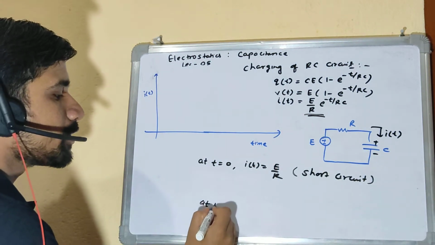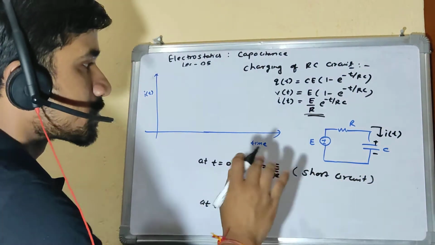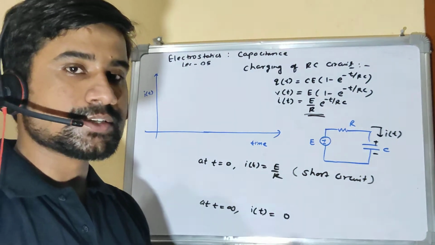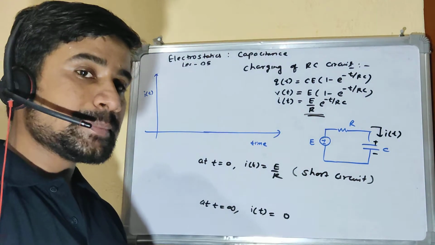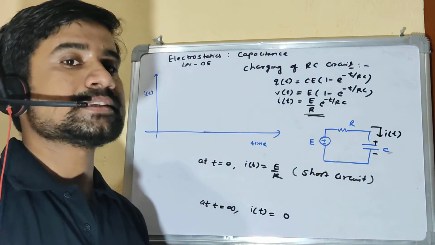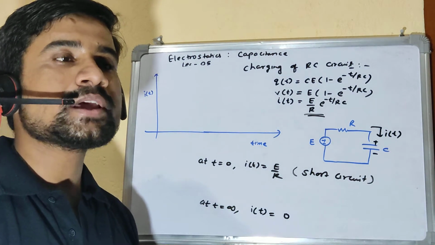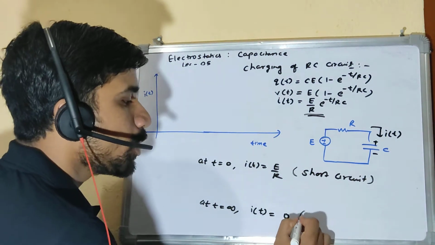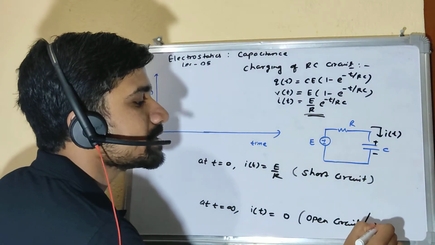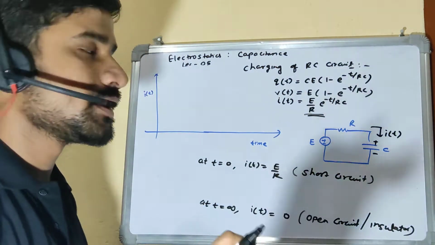What about at time equal to infinity, which is very high times? Again, e to the power minus infinity will be 0, so current becomes 0, right? Current becomes 0 at infinite time. Which basically means when time is infinity, the capacitor is fully charged, and after that it is not accepting any current or any charge anymore, and hence it behaves like an open circuit, or I can call it an insulator. So the behavior of the capacitor is like an insulator, and the earlier case is short circuit, which means conductor, right?